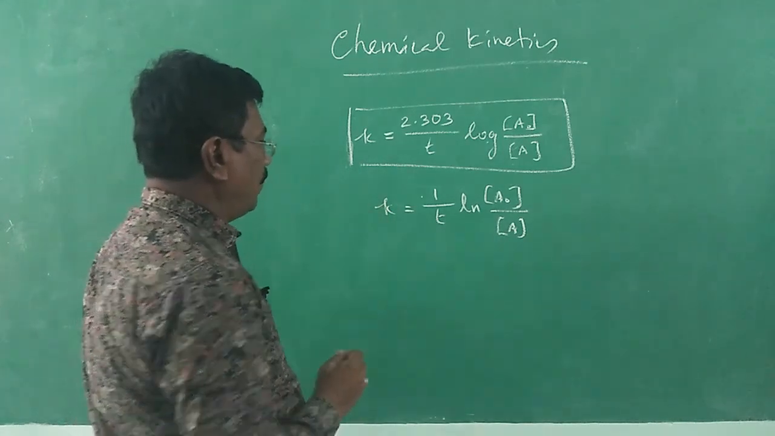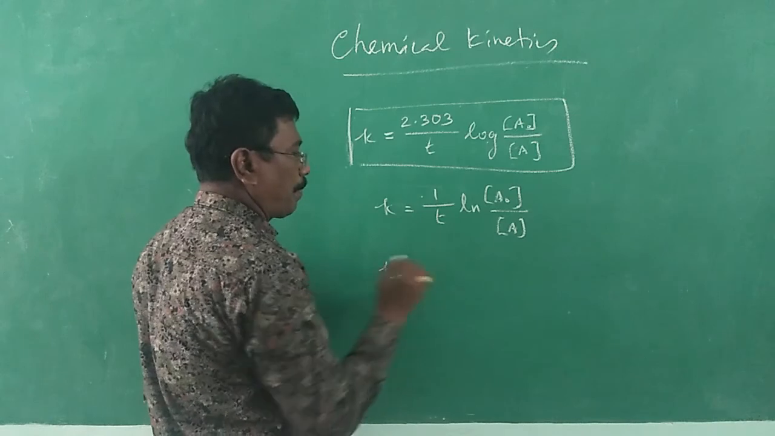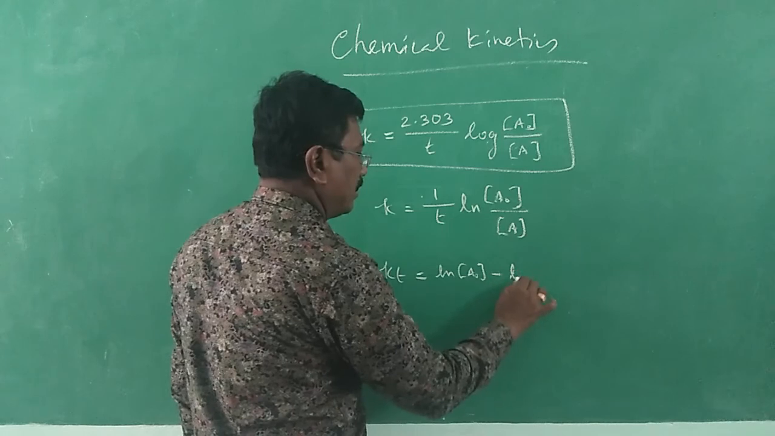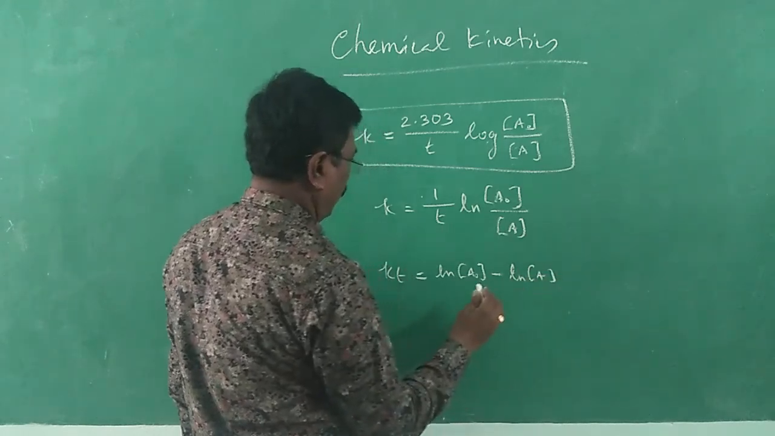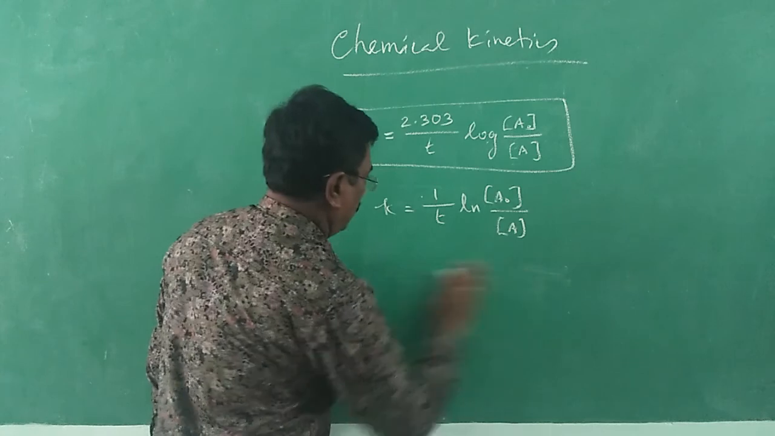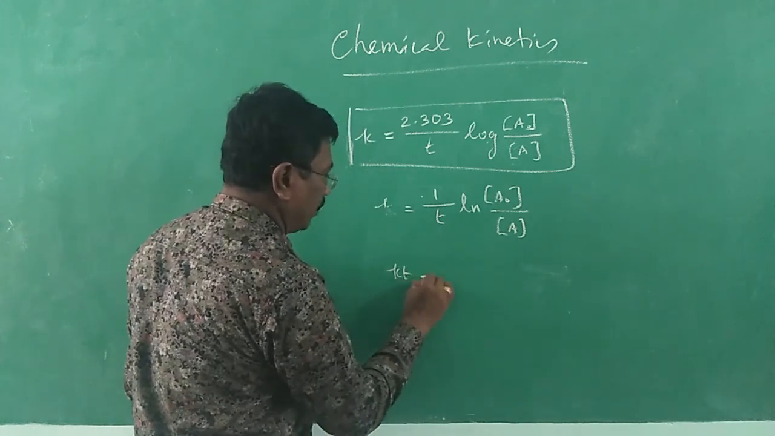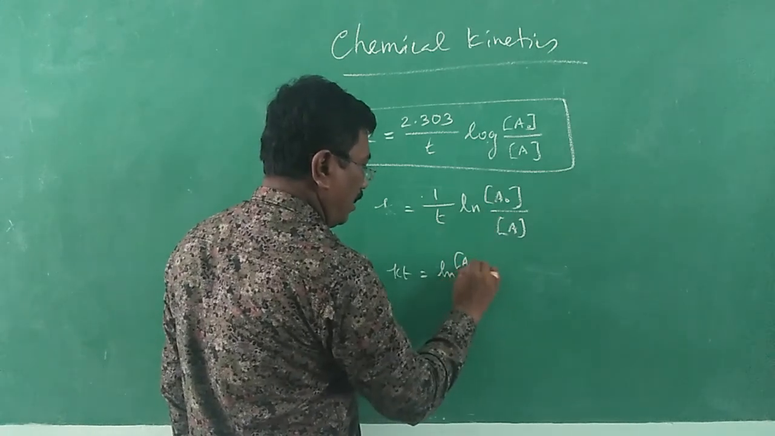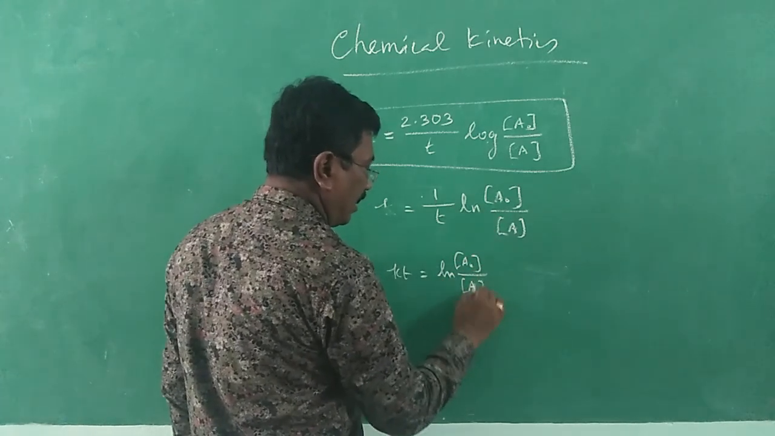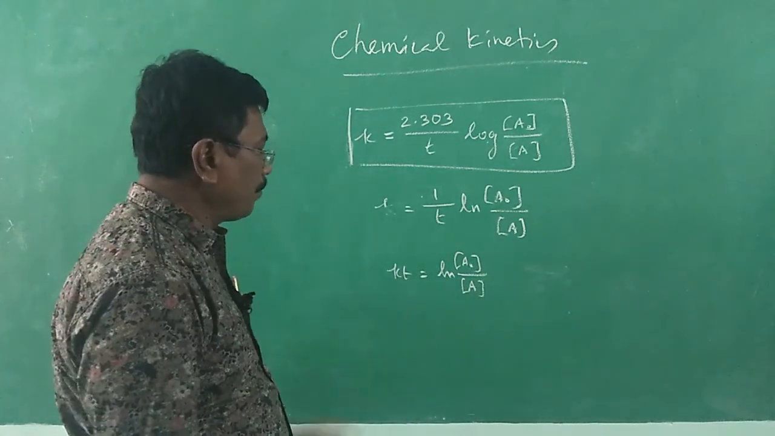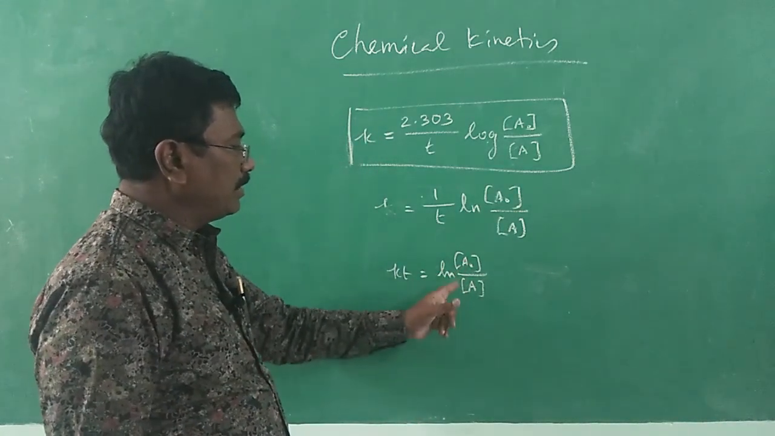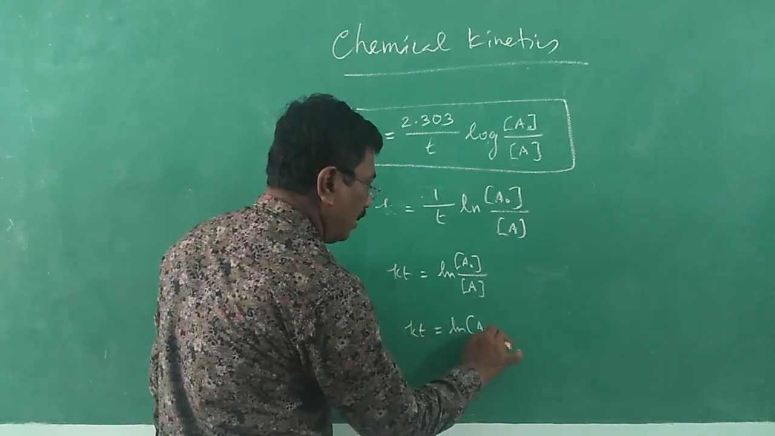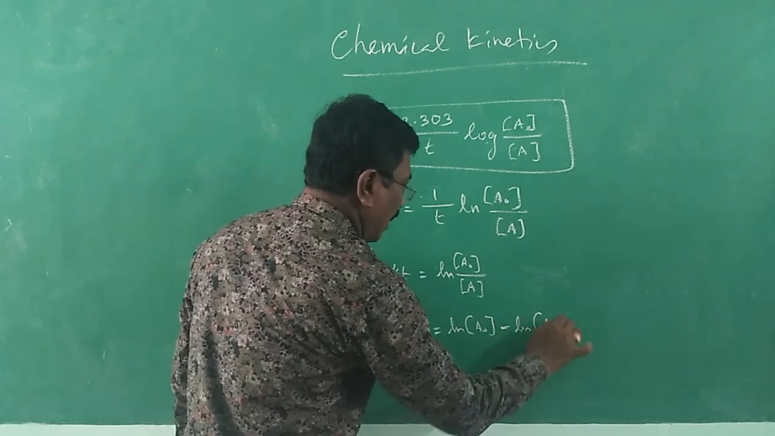So if we modify the equation, kt is equal to ln A0 by A, that is initial concentration divided by concentration at time t, which, since log x by y is equal to log x minus log y, gives kt is equal to ln A0 minus ln A.